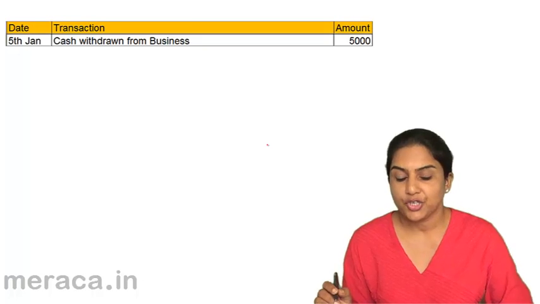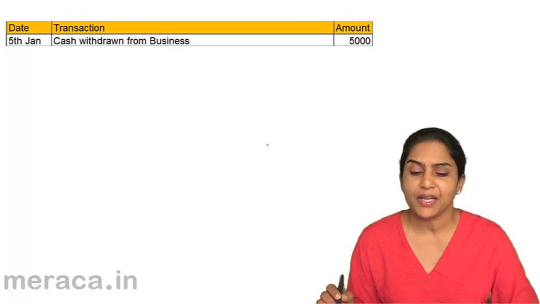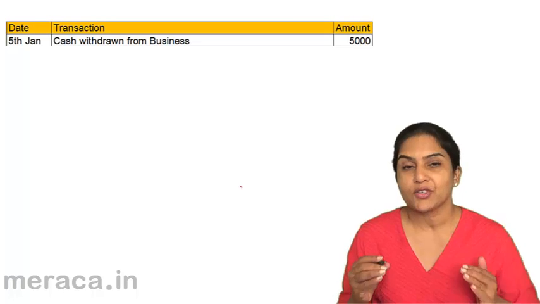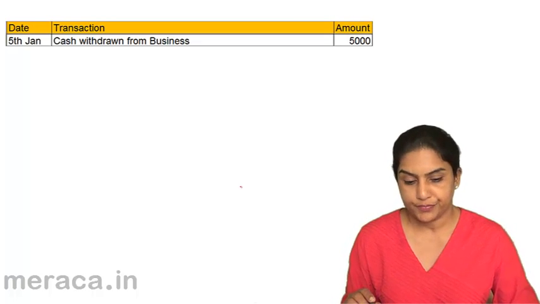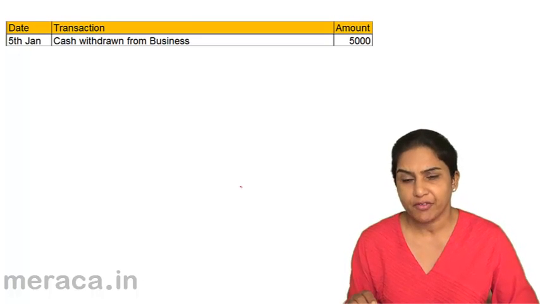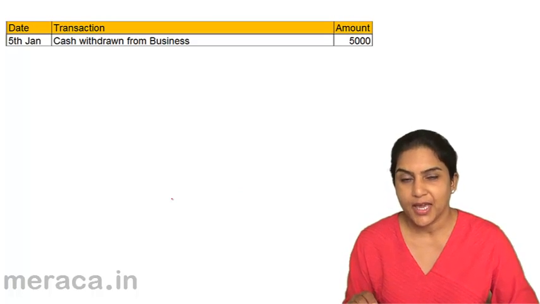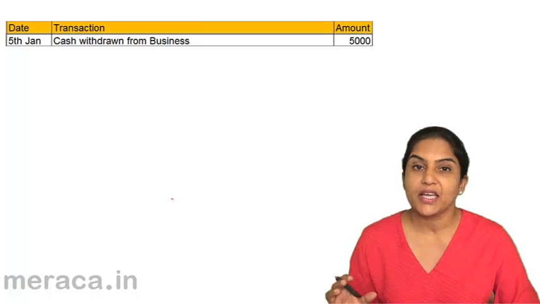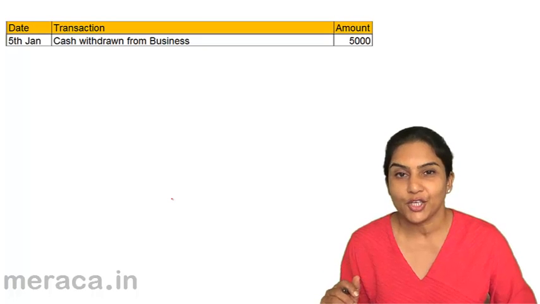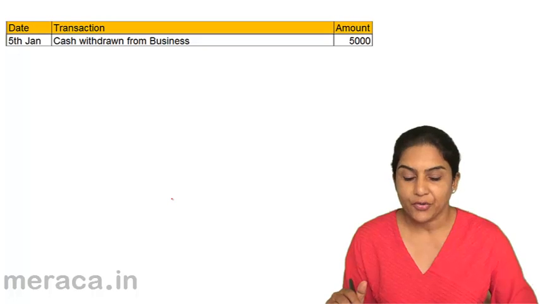Next, cash withdrawn from business. Cash withdrawn from business would mean cash withdrawn by the proprietor from the business. So the owner has withdrawn money for his own use. What are the accounts involved in that case? Cash is definitely involved. And withdrawn by whom? By the owner, by the proprietor. As we mentioned before, when money is brought in by the owner, we say capital account. When money is withdrawn by the owner, we say drawings account. So what would be the accounting entries now?